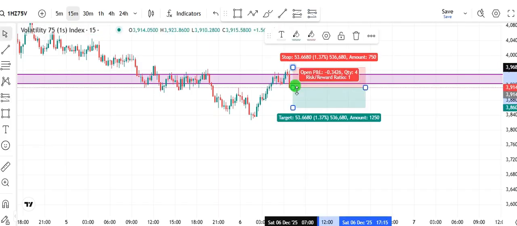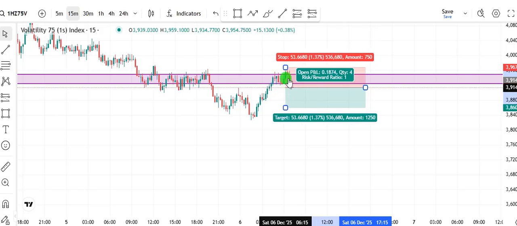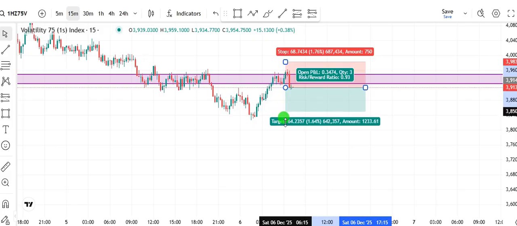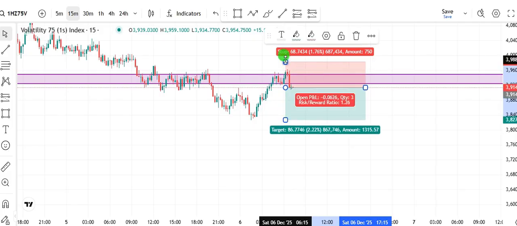Okay, here's where I entered. Of course, my stop loss is above this. I kept my stop loss around here. Then my first take profit is currently, I think, here, which is not up to 1 to 2.